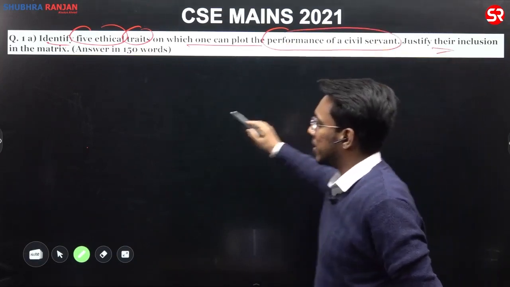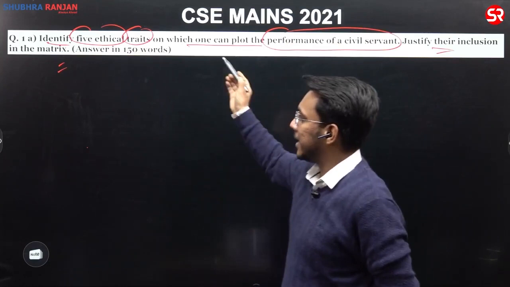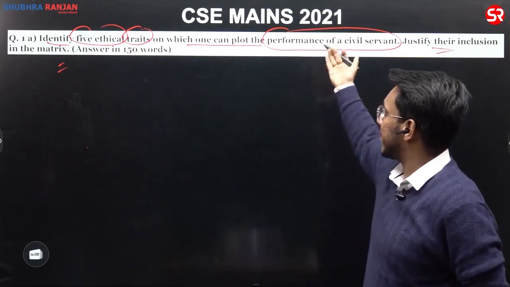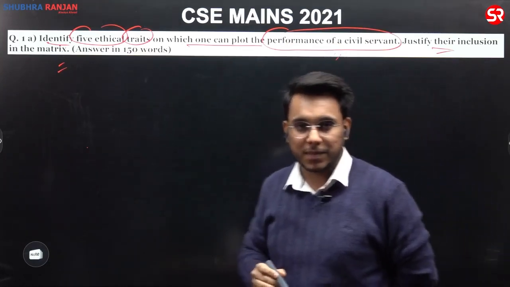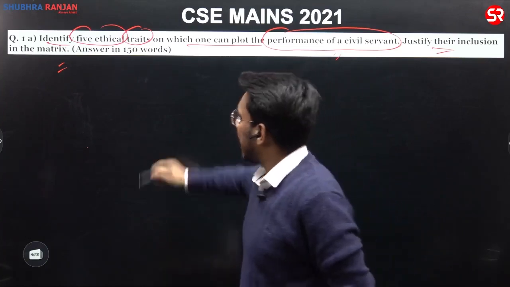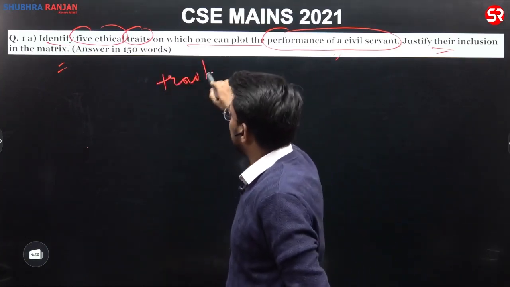Justify their inclusion in the metric. Identify the 5 ethical traits on which we can plot the performance of a civil servant. So first of all, what do we understand by the ethical trait?